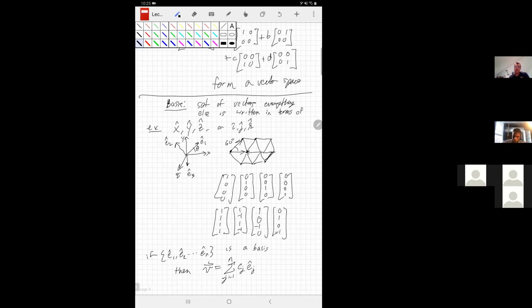Yeah, I have a question. So in order for these vectors to form a basis, they all have to be linearly independent from each other, correct? That's correct. Okay, thank you.